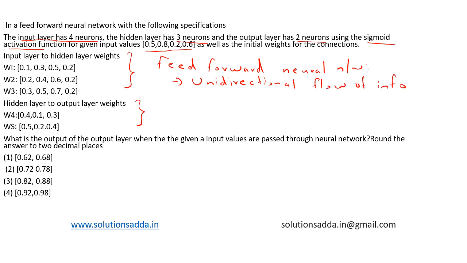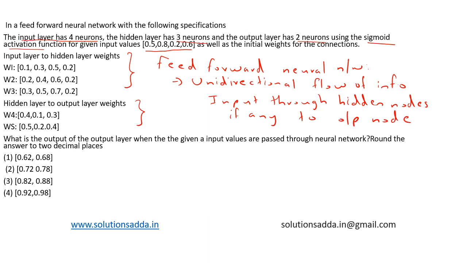That is feed forward. It moves the information from input through hidden nodes, if any, to output node. This is how basically a feed forward neural network works. So that is one concept.